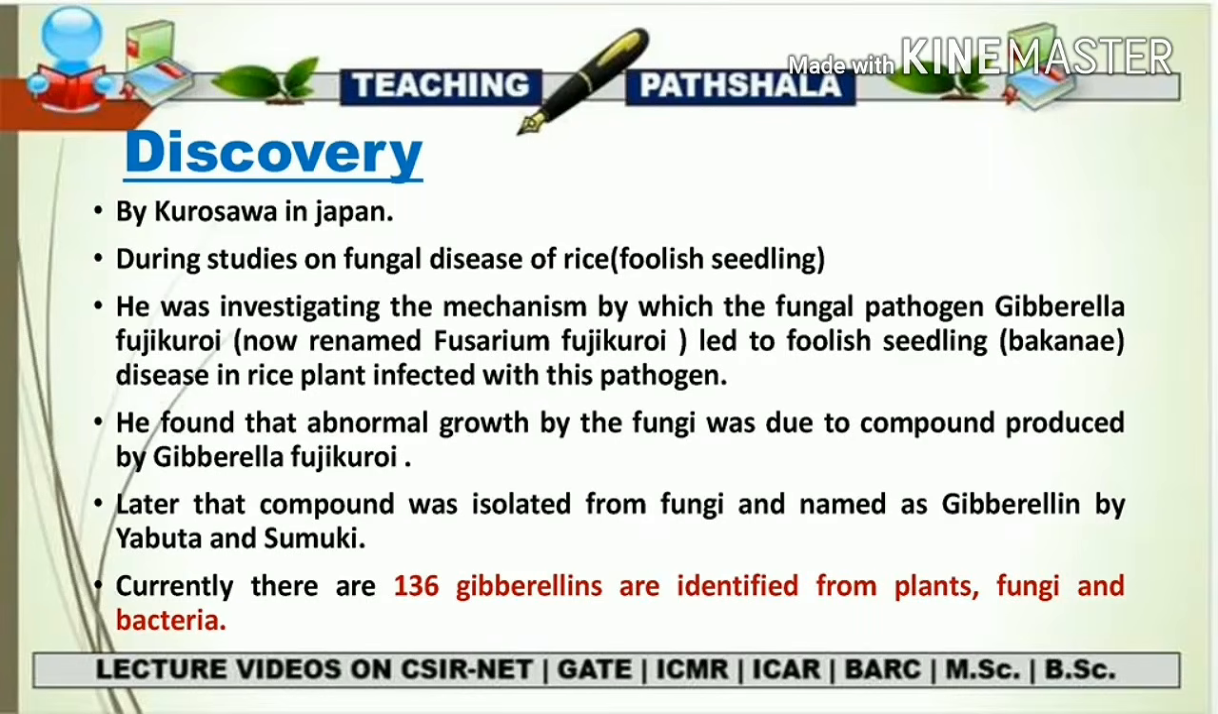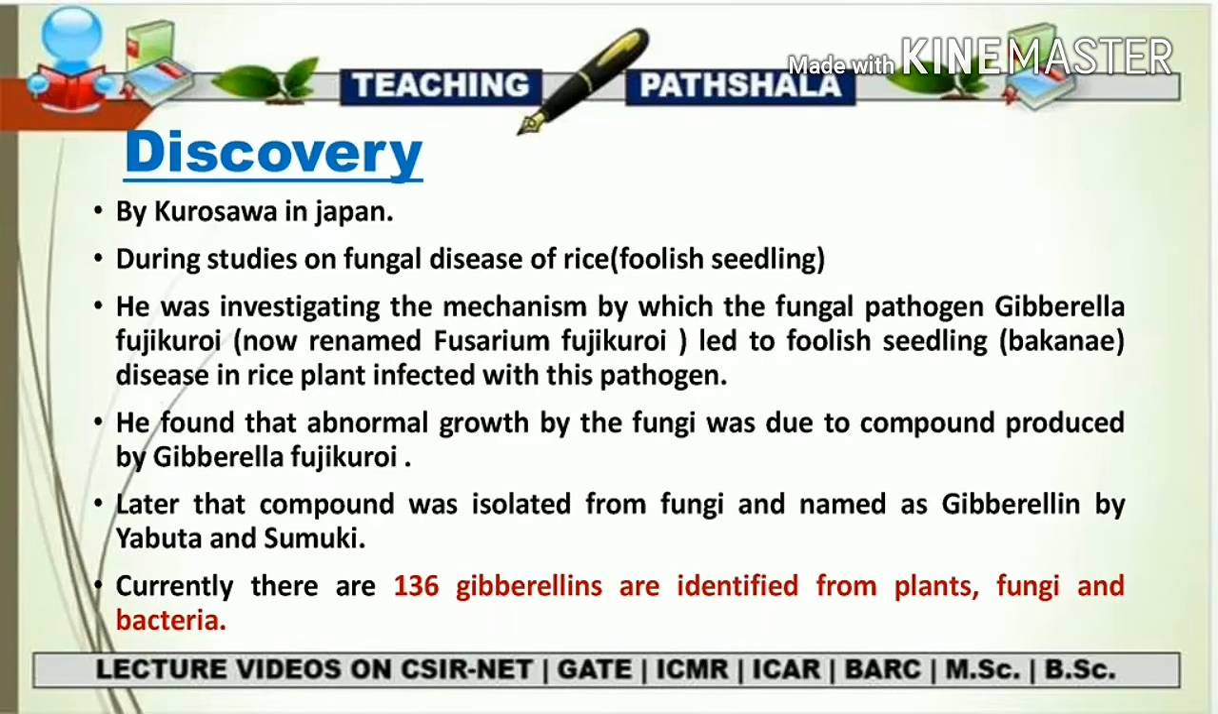He was working on a fungal disease of rice which is known as the foolish seedling. He was investigating the mechanism by which this fungal pathogen, Gibberella fujikuroi, now named Fusarium fujikuroi, leads to the foolish seedling, also known as the Bakanae disease, in a rice plant infected with this pathogen. So Gibberella fujikuroi is a type of fungal pathogen which causes the foolish seedling disease in rice plants.